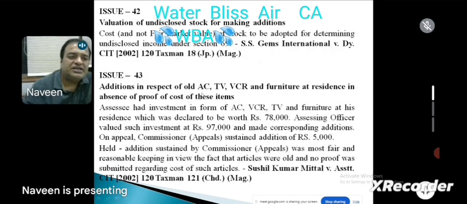Addition in respect of old AC, TV, VCR, furniture, residence in absence of proof of cost of these items. Suresh Kumar Mittal's case, Chandigarh. The assessee had made investment in the form of AC, VCR, TV, furniture, etc., which he declared to be worth around 78,000. The Assessing Officer valued such investment at 97,000 and made corresponding additions. On appeal, what has happened? The CIT(Appeals) sustained an addition of only 5,000. The addition sustained by the CIT(Appeals) was most fair and reasonable, keeping in view the fact that the articles were old and no proof was submitted regarding the cost of such articles.